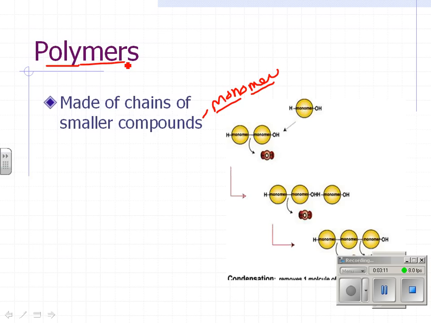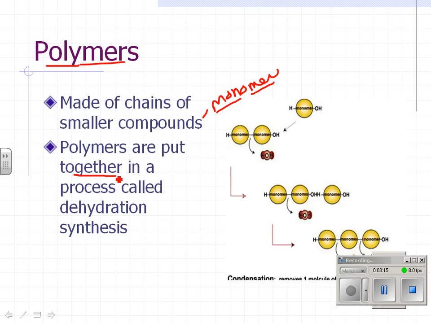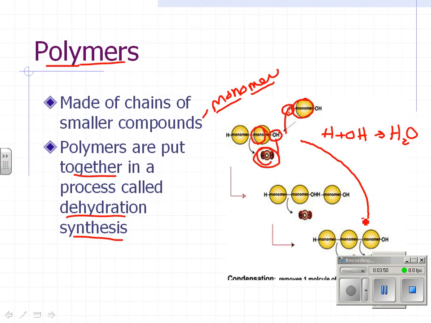Polymers are put together in a process called dehydration synthesis. In dehydration synthesis, here's a monomer, here's another monomer. That monomer has a hydrogen atom on the end. This monomer has a hydroxyl group on the end. You peel those away, it's an H and an OH. That makes H2O, water. So you dehydrate it by taking the water away, and you join them together. It's called dehydration synthesis, which literally means water is removed to put them together.